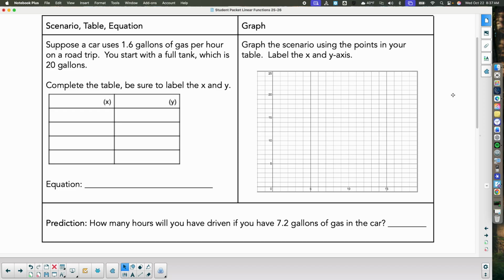So if our job is to fill out everything up there, what do you want to start with? What's going to be the easiest for you? 0, 0? Okay, good idea. Incorrect. And I say incorrect only because let's label what the numbers stand for. So if X is going to be how many hours you drive, Y would be how many gallons are left.